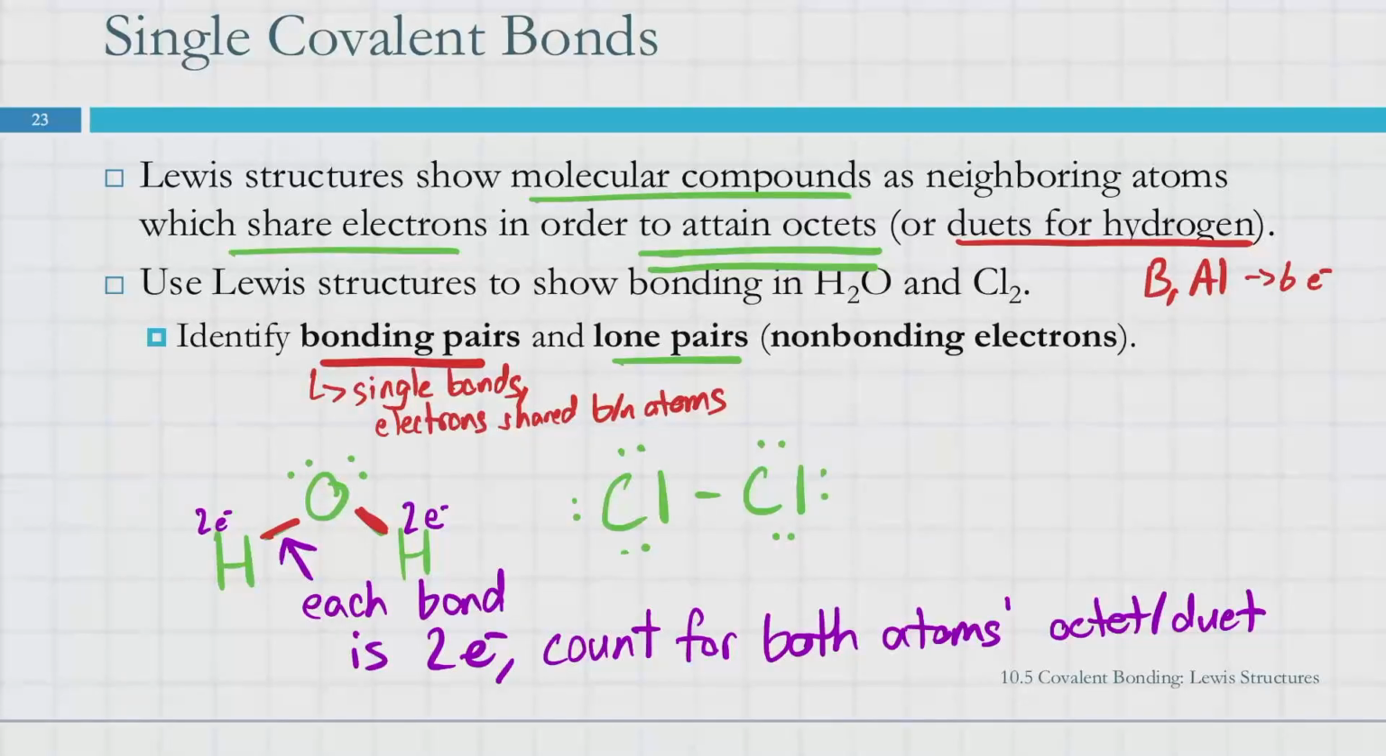Oxygen has 2 bonds with 2 electrons each, plus it has 2 lone pairs. The lone pairs are here in green, the green dots, 4 electrons. So it's got an octet of 8. So count each line, or each bond, as 2. So 2, 4, 6, 8. Full octet.